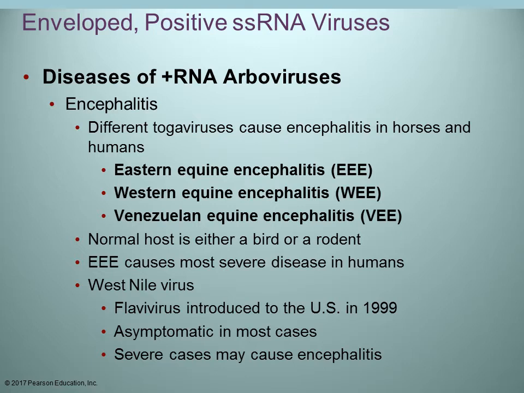West Nile virus is a Flavivirus. It was first introduced in the United States in 1999, so it's still classified as an emerging infectious disease. In most cases, it will be asymptomatic. However, in severe cases, the human host can develop encephalitis.